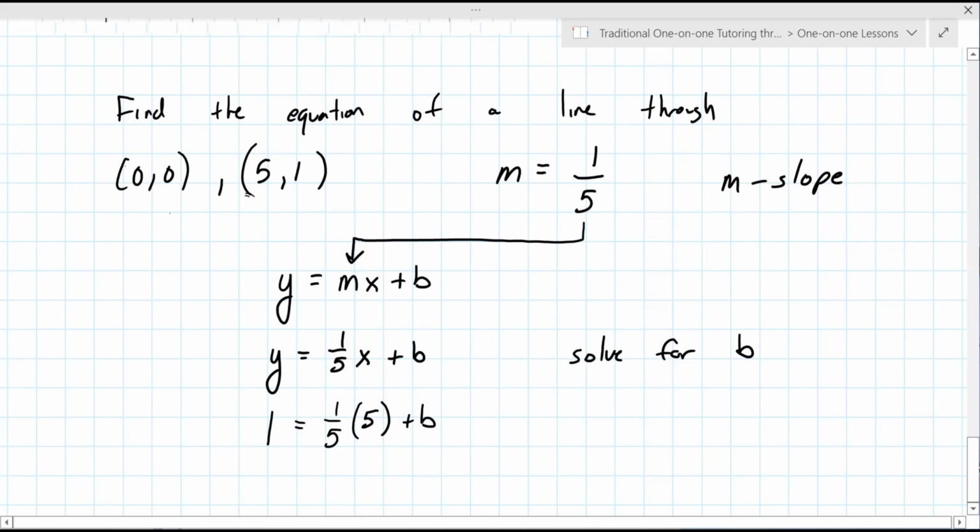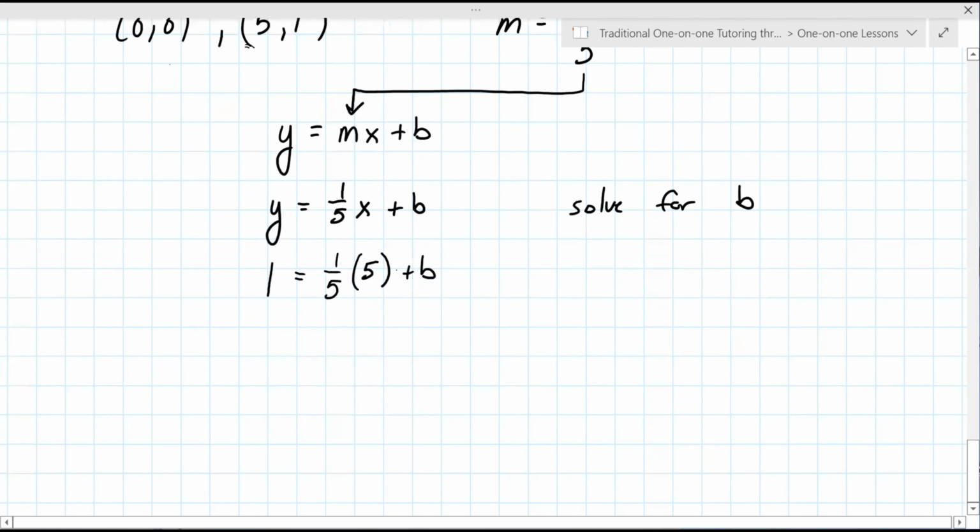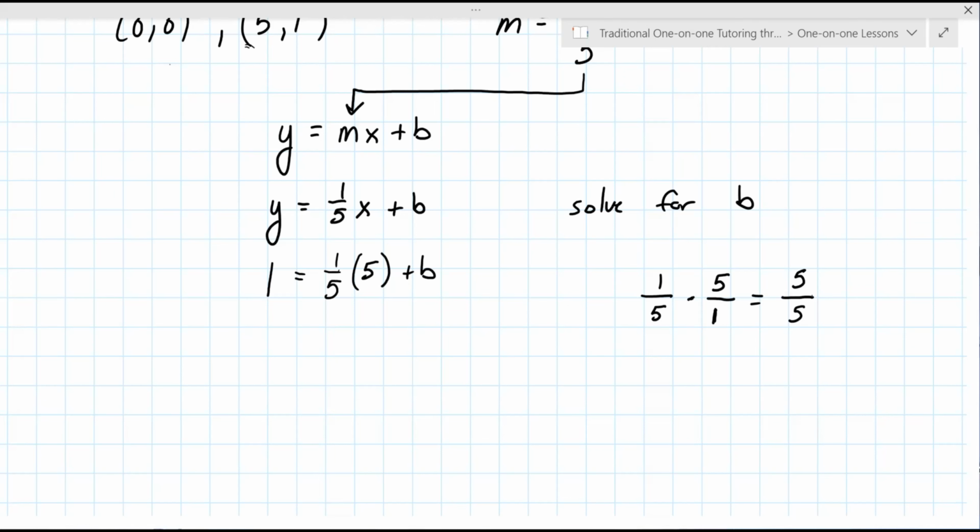No, I'm good. Okay, so 1 equals 1/5 times 5 plus b. What is 1/5 times 5? How do you multiply a fraction times a number? You write 5 over 1. Yeah, it's kind of like a reciprocal. So you multiply the tops and multiply the bottoms. What is 1 times 5? 1 times 5 is 5. And 5 times 1? 5 times 1 is 5. So what does that reduce to? 1. So 1 equals 1 plus b.